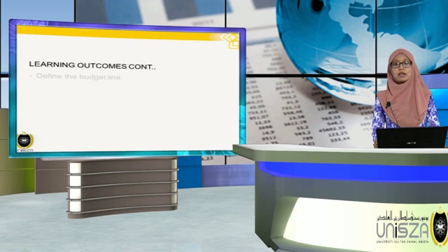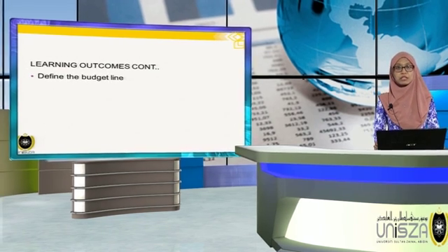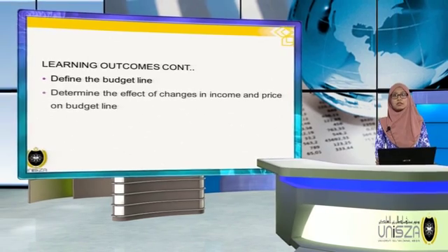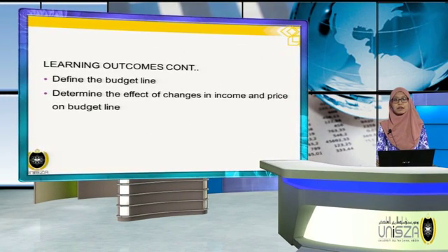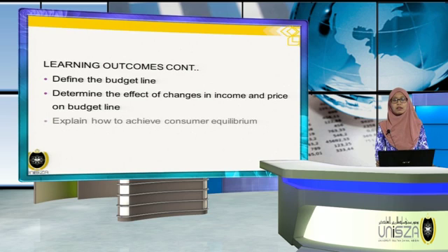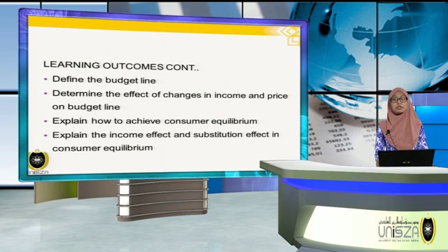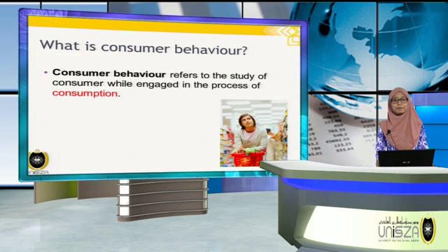Next one, the student should be able to define the budget line. The student should be able to determine the effect of changes in income and price on the budget line. Next, the student should be able to explain how to achieve consumer equilibrium. And lastly, the student should be able to explain the income and substitution effect in consumer equilibrium.